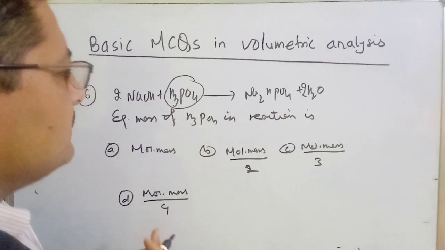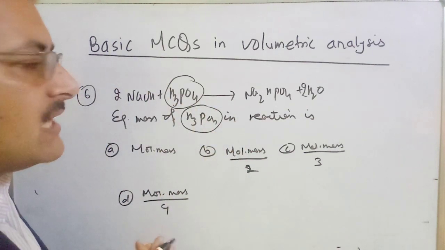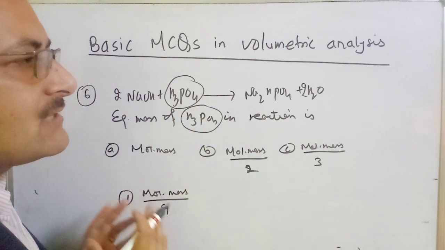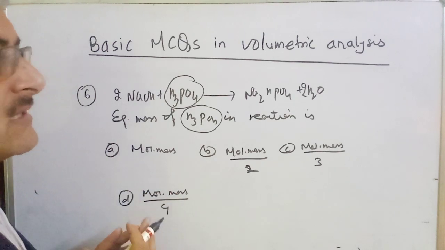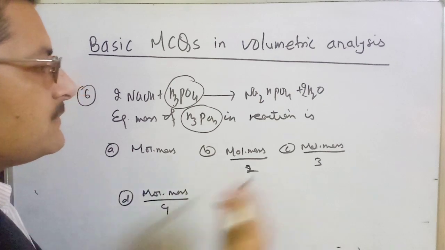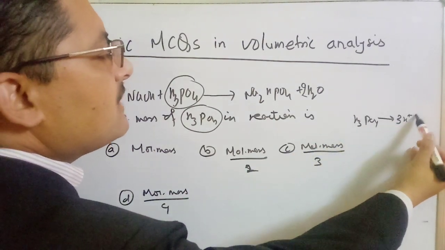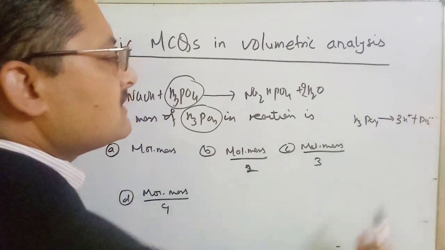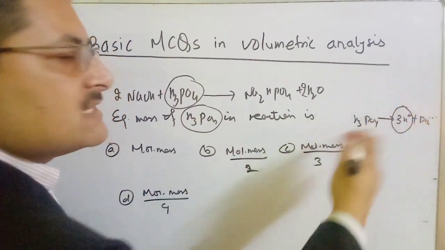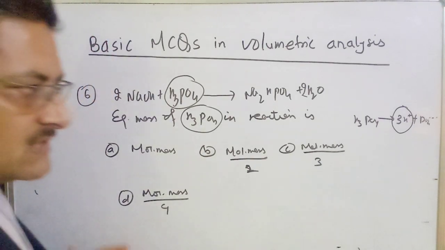So what is the equivalent mass of phosphoric acid? You know that phosphoric acid is an acid, and an acid has equivalent mass equal to molecular mass upon basicity. Basicity is the number of hydrogen ions that it produces, as H3PO4 gives 3H+ and PO4 3-. It has a basicity of 3, as it produces 3 replaceable hydrogens.